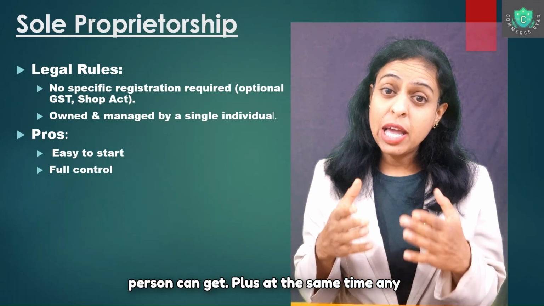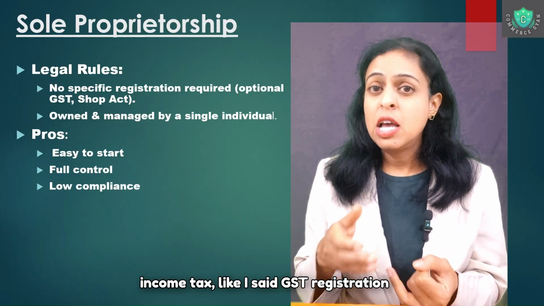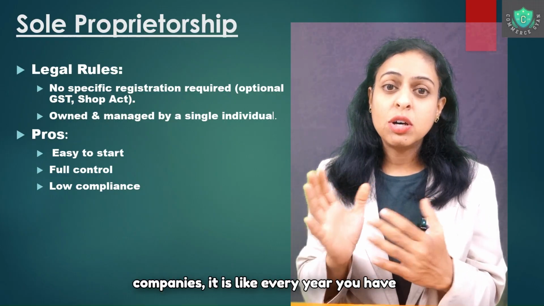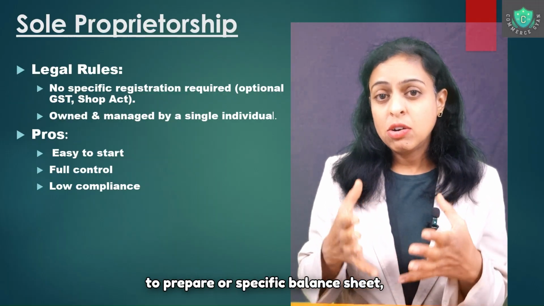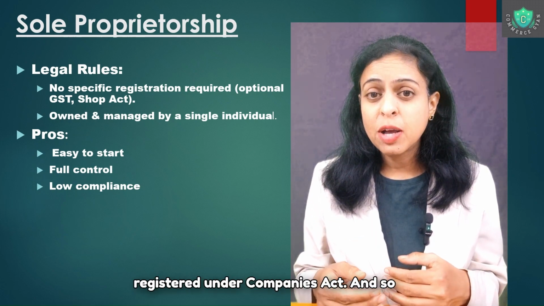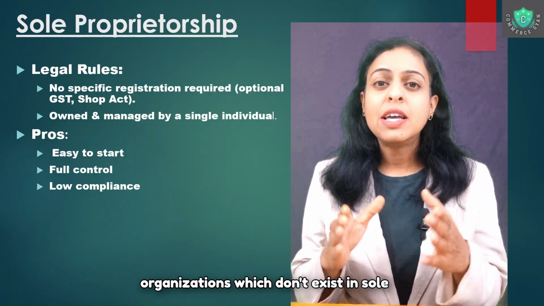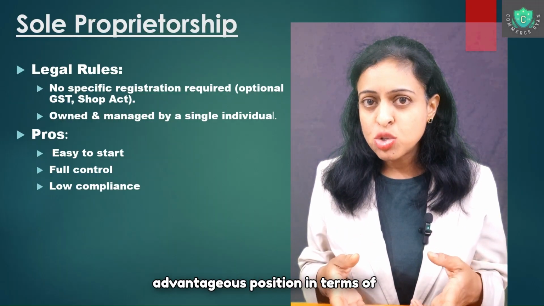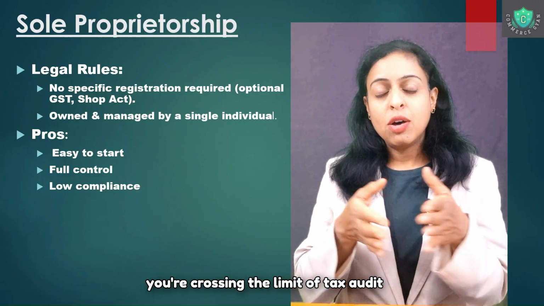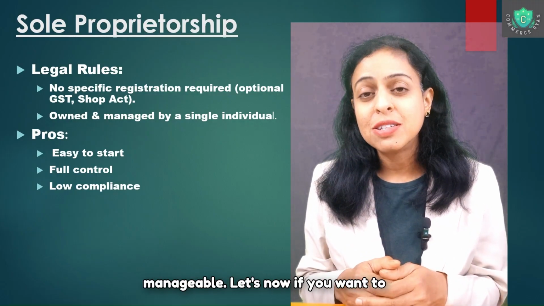Plus, at the same time, there are formalities like TDS, tax deduction at source, which you're supposed to do under income tax, and GST registration below a certain turnover. Then there are compliances: for companies, every year you have to prepare a specific balance sheet and submit it on the company portals, and you have to get yourself registered under the Companies Act and so on. There are different formalities which exist for other types of organization which don't exist in sole proprietorship. So you're in a very advantageous position in terms of formalities till you cross a certain turnover limit, of course. If you cross the limit of tax audit, then a few formalities will start, but still a proprietorship concern is easily manageable.